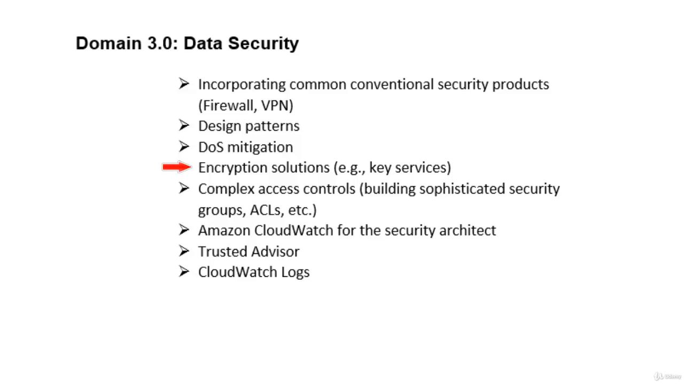Now the encryption solution. AWS has some awesome encryption solutions that you can use to protect your data. And apart from that, you have complex access control, building sophisticated security groups, ACLs, etc. We have security groups that we can use to protect our resources, and we also have NACL, which works at the subnet level. We can protect all the instances within a subnet by applying NACL. But NACL is a bit tricky. We have to be very careful while creating rules in NACL.